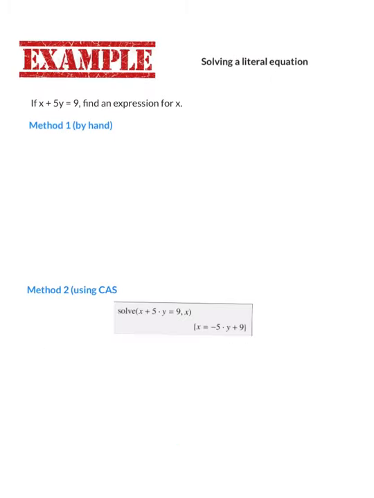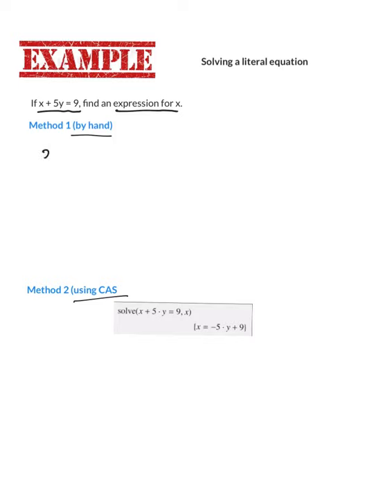So there are two ways that we can solve a literal equation. Method 1 is by hand, or method 2 is using a CAS, so your calculator. Now we've had a look at going by hand in the previous example, but let's have a look at the next one. We've got x plus 5y equals 9, so we've got a literal equation, as there are two variables. Find an expression for x, so we're trying to get x on its own.